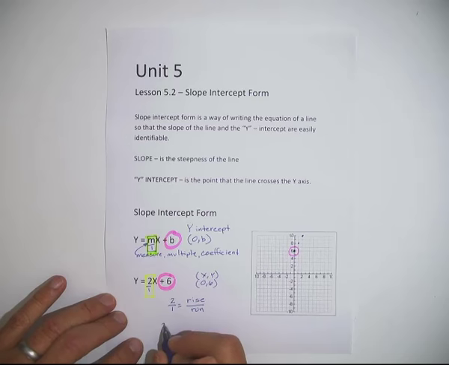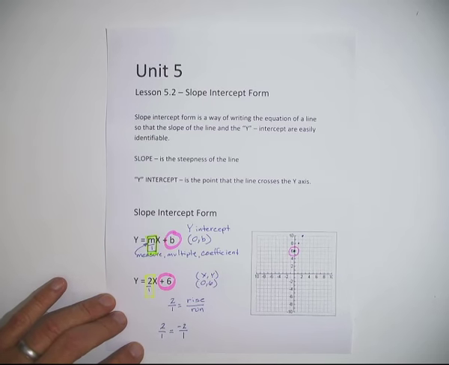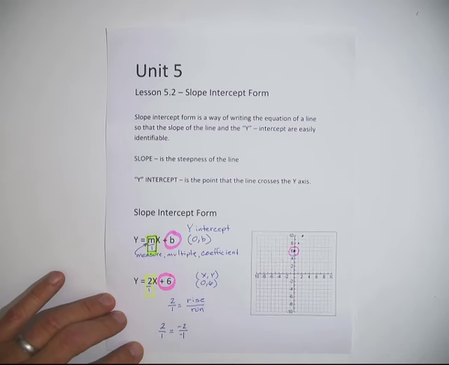Well, it so happens that 2 over 1 is equal to negative 2 over negative 1. 2 divided by 1 is equal to 2. Negative 2 divided by negative 1 is equal to 2 as well. So let's use this as our rise and run. We're actually going to fall down and we're going to move to the left with this.